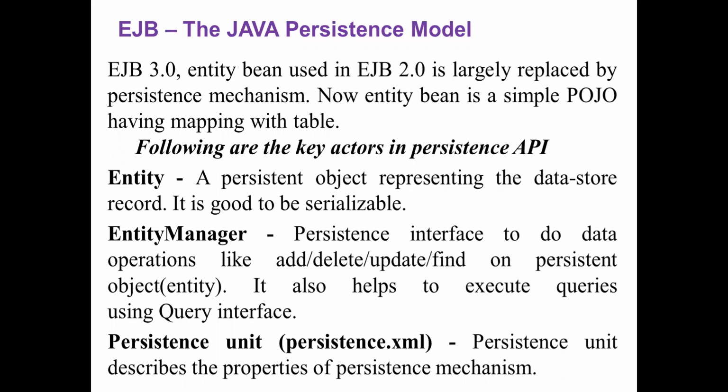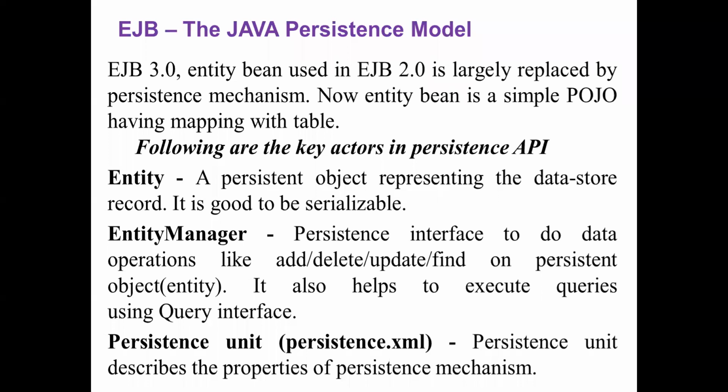An entity is an object we can store in the database in a serialized manner. The second one is the entity manager, which acts like the interface for that particular object to add, delete, update, and so on, and it helps to execute queries using query languages. So these are the 2 key factors of the persistency API.